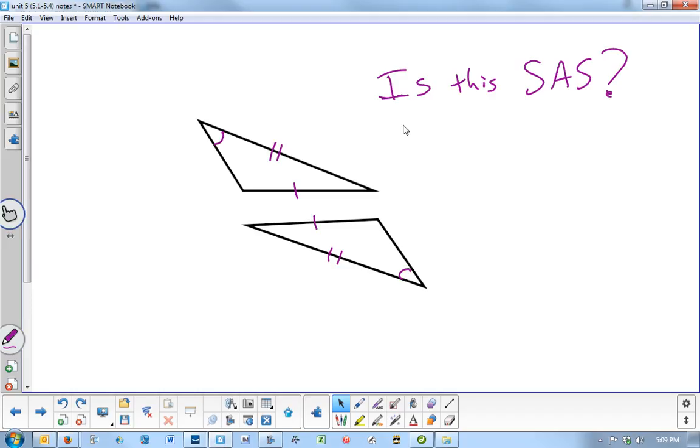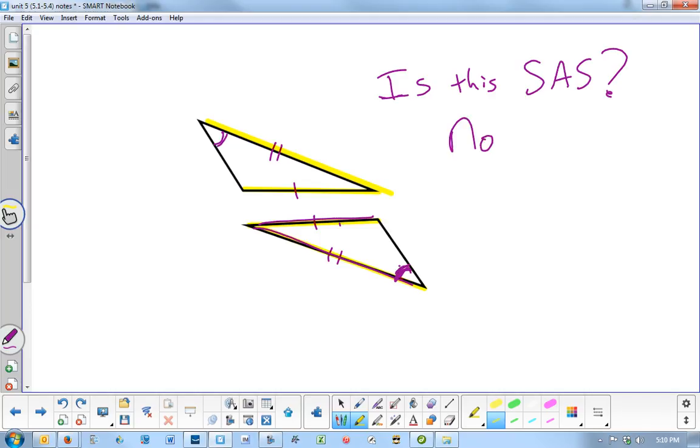Side, angle, side. Do we have two pairs of sides that are congruent? Well, we sure do. This one's congruent to that one, and this side is congruent to that side. So we've got two sides and an angle, but what's the problem here? This angle is not between these two sides. The angle we know is not included by the two sides. The two highlighted sides don't make this angle.